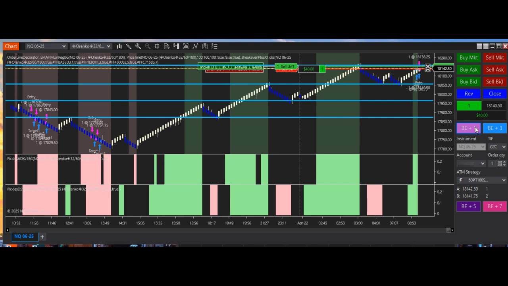You just noticed that I moved my stop loss to break even. I did that only because the price was approaching the resistance line, so I just want to be safe.